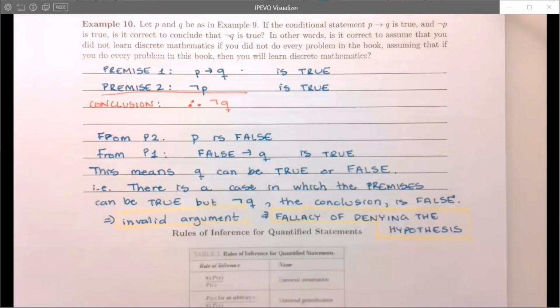So if you ever see this argument, P implies Q, negation P, therefore negation Q, that is a fallacy. It's an invalid argument. It is a fallacy of denying the hypothesis.